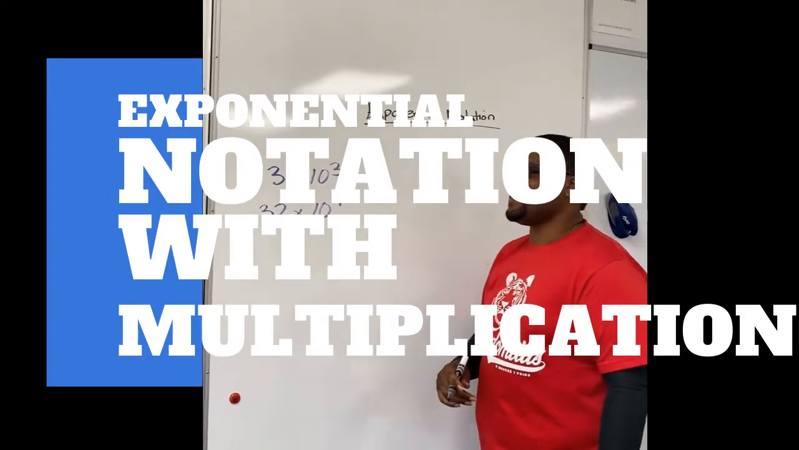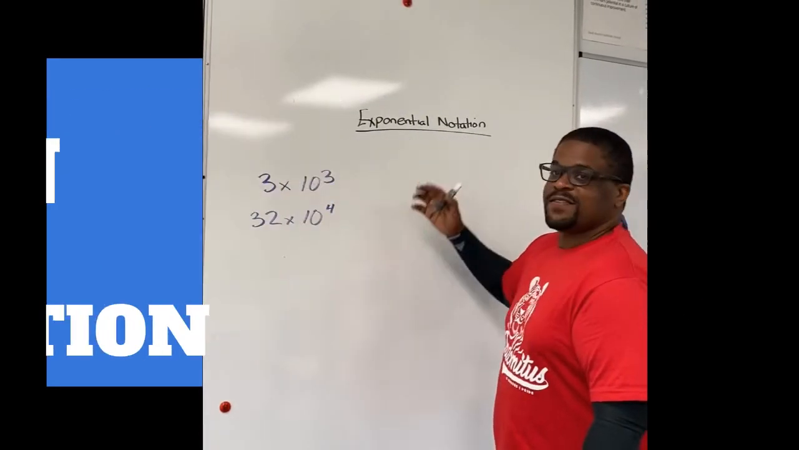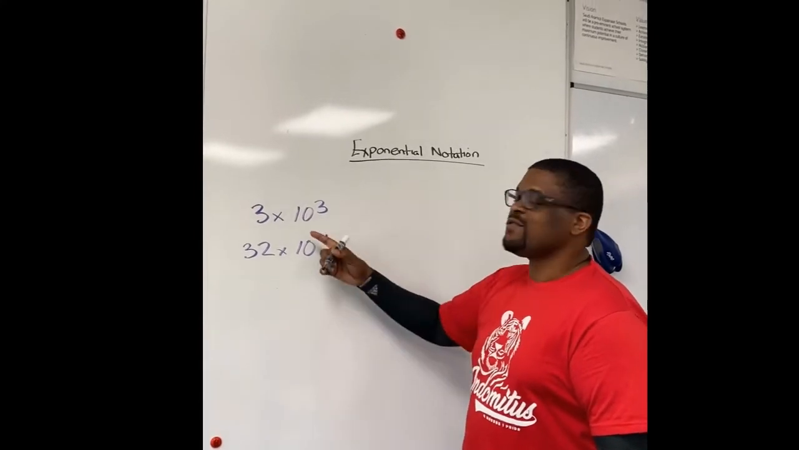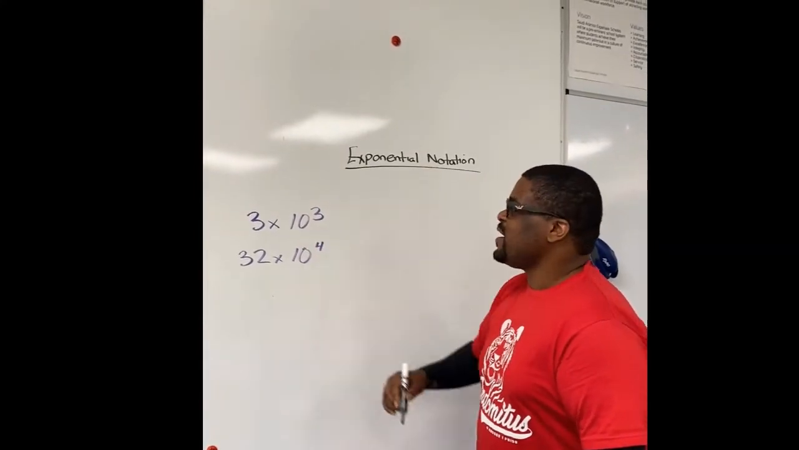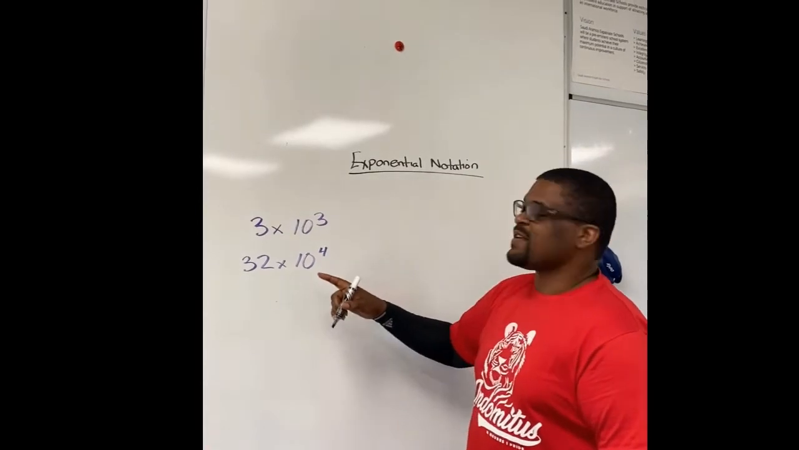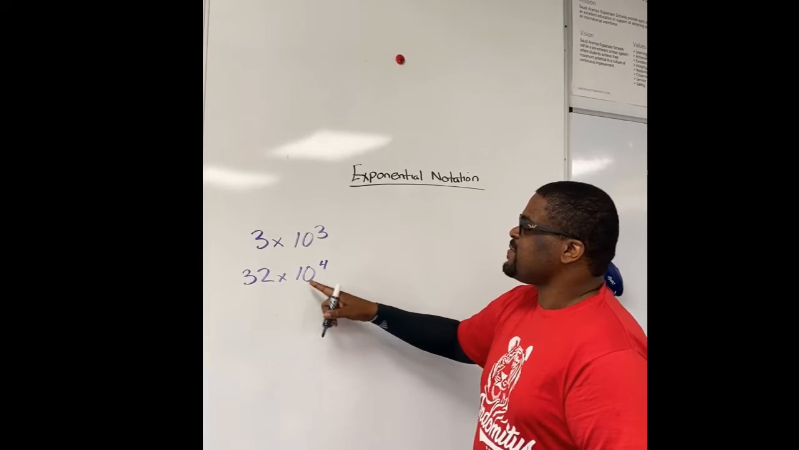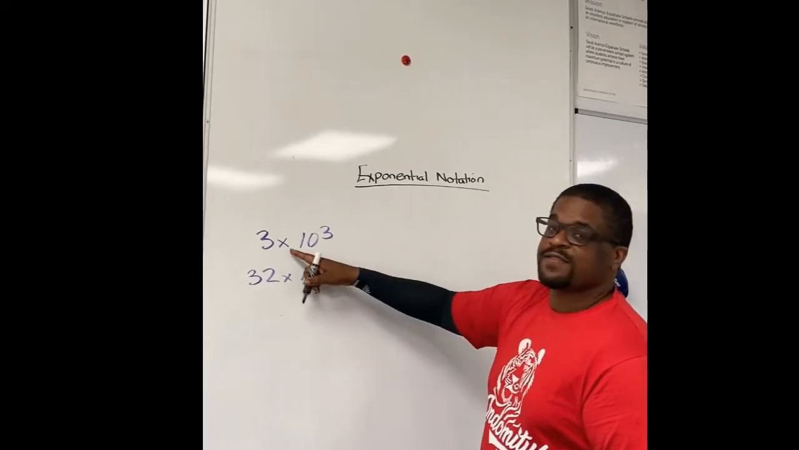Good morning, guys. We're talking exponential notation that you saw in your previous video. So I'm going to show you how to multiply using exponents. So here we have two different examples, 3 times 10 to the third power and 32 times 10 to the fourth power. So let's deal with this one first.